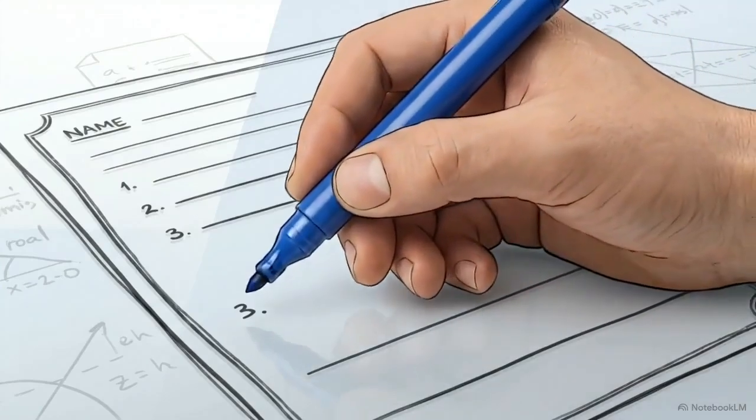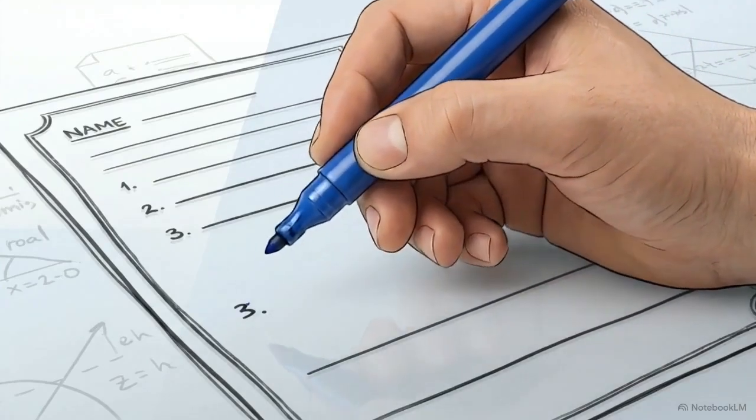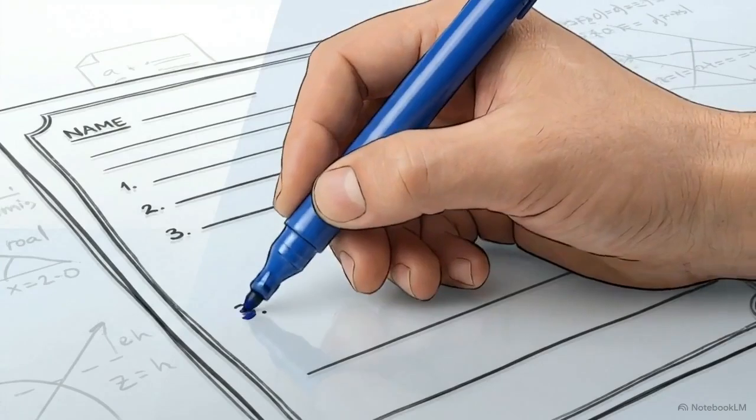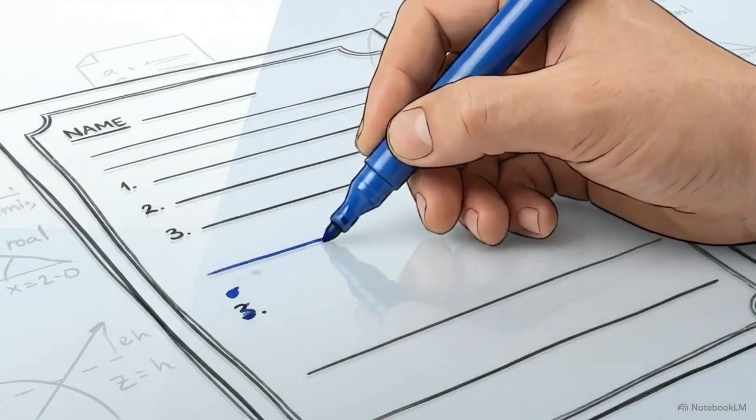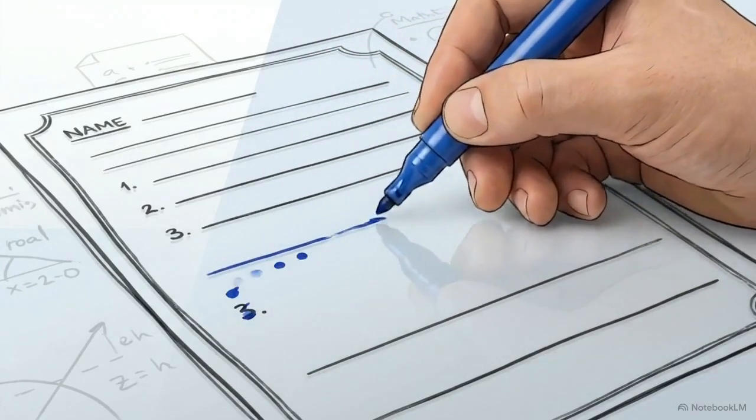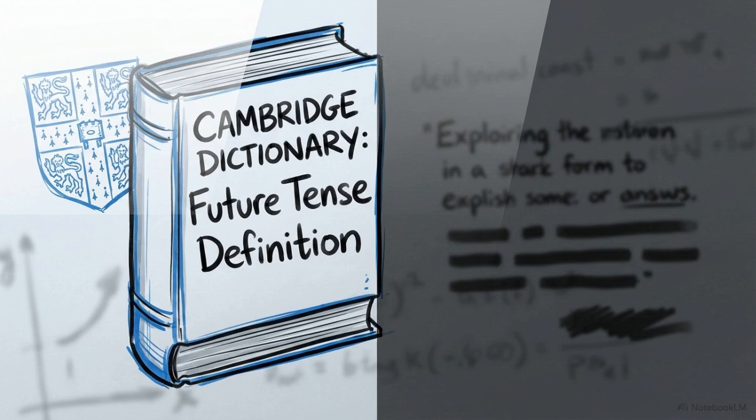Many students lose marks on CBSE board exams because they misidentify the specific structure required for different future contexts. The Cambridge Dictionary defines the future tense as the form of a verb that you use when talking about something that will happen or exist.